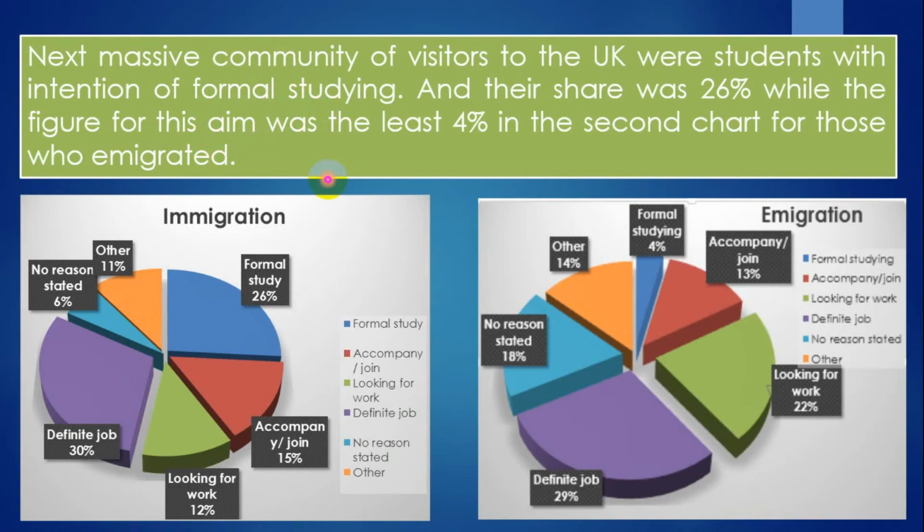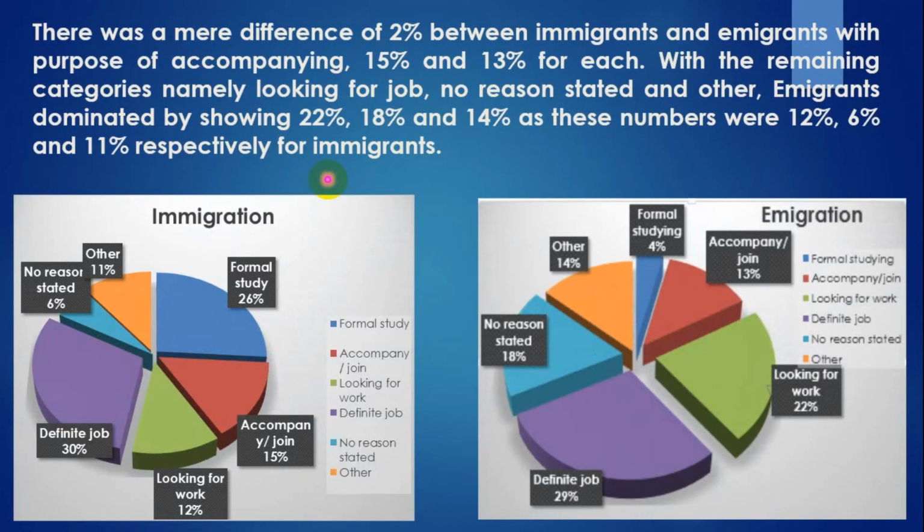Alright, let's go on. There was a mere difference of 2% between immigrants and emigrants with purpose of accompanying, 15% and 13% for each, with the remaining categories, namely looking for job, no reason stated, and other, dominated by emigrants, showing 22, 18, and 14%, as these numbers were 12, 6, and 11% respectively for immigrants.